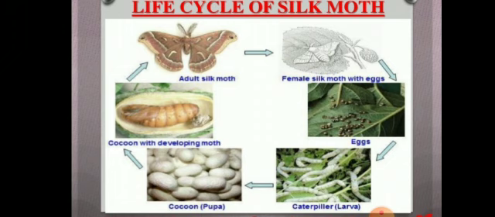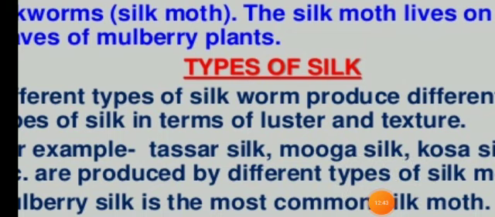After this, the next one is the adult silk moth. The pupa changes into the moth, and when the female adult lays eggs, the cycle continues. And this is the life cycle of the silk moth. After this, we will discuss the types of silk. Silk is of two types.